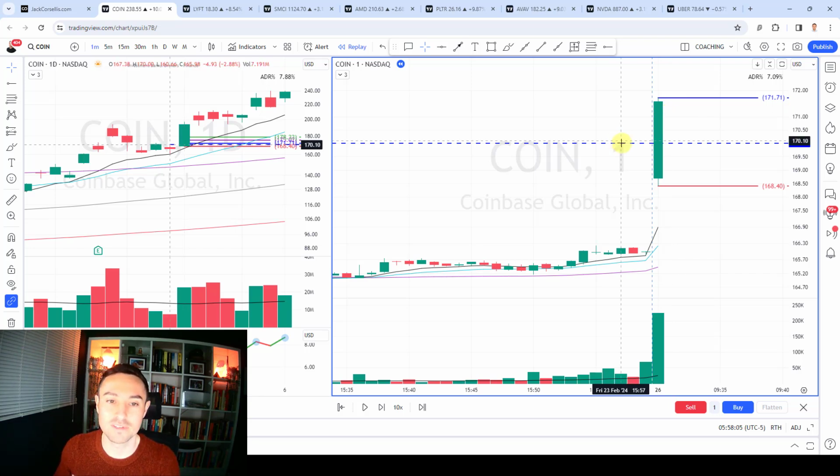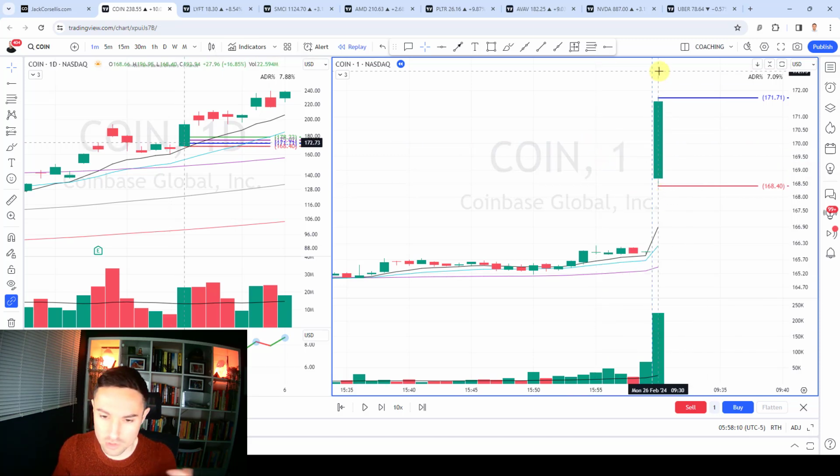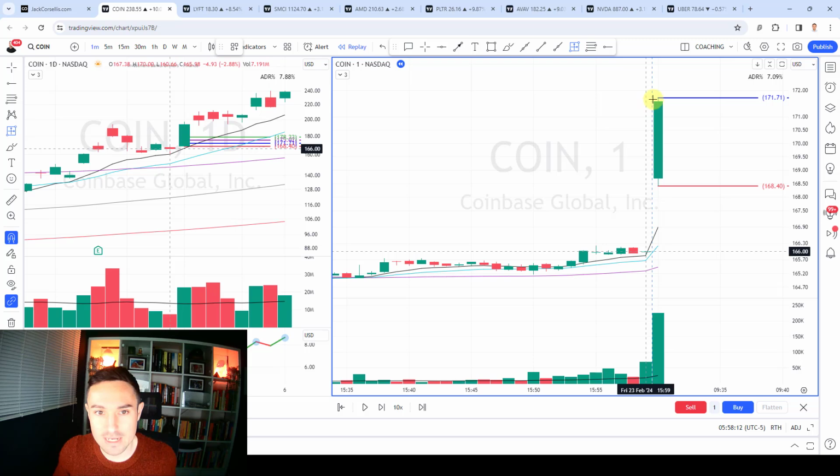You've got to decide that for yourself, okay? So anyway, Uber is breaking out here. I'm going to now remove this 170 level. So it gaps up, strong bar, a lot of demand coming through. So let's just take a reading of the risk here, okay?